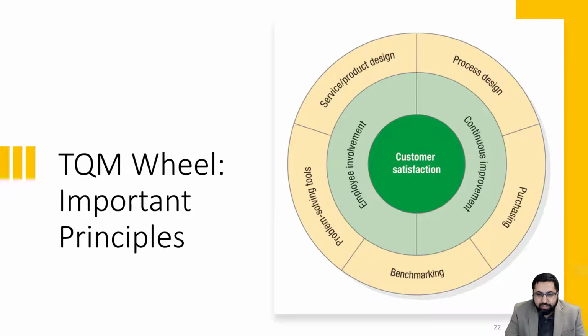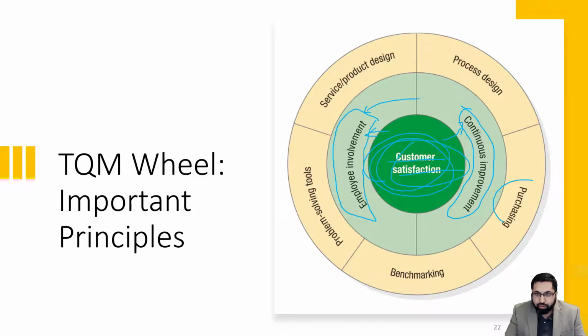Let's see some of the major ideas in TQM. So this is called the TQM wheel, and you can see at the very center is customer satisfaction. That's at the heart of TQM. Then the next two most important things that you need to do to get customer satisfaction is continuous improvement, always improving wherever you are, and employee involvement. And employee involvement drives continuous improvement, right? Because employees find ideas on how they can improve quality, and then they go ahead and implement them.